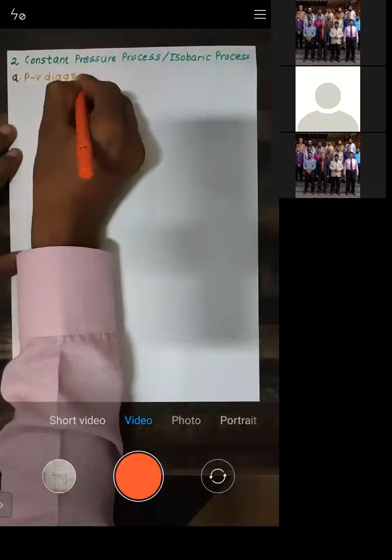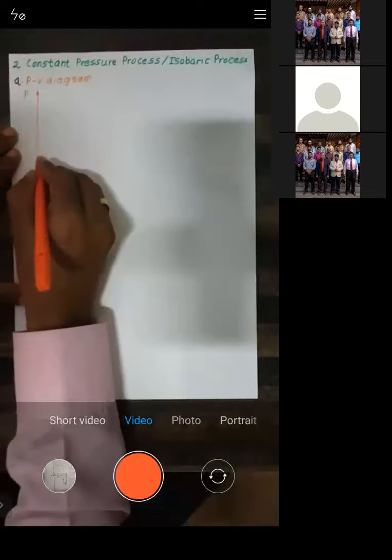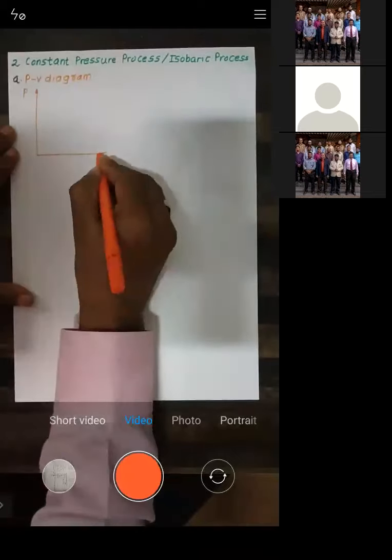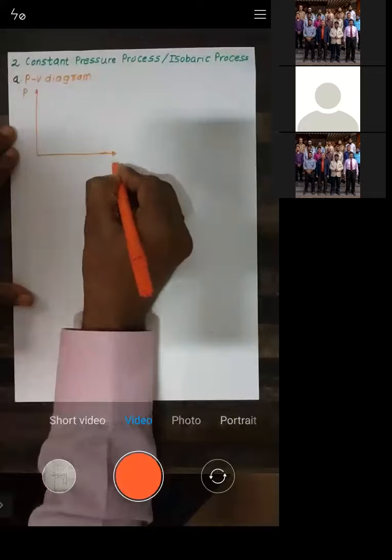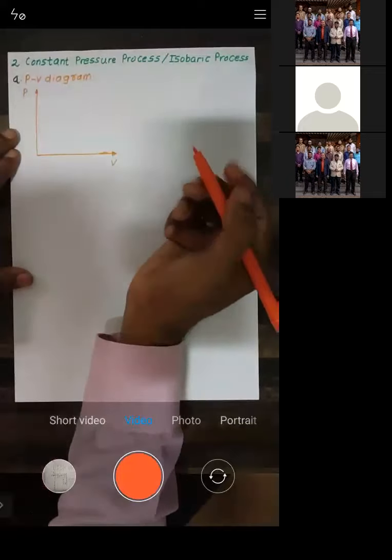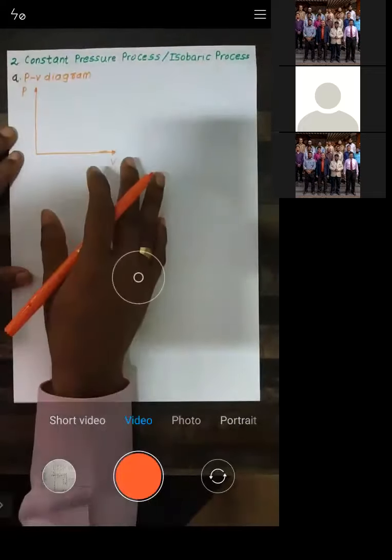So let's start first with the PV diagram. Let us start with the PV diagram. Let's consider this vertical axis, which has pressure, and let's consider this horizontal axis where we have volume. Now let me know how I should draw the constant pressure process.